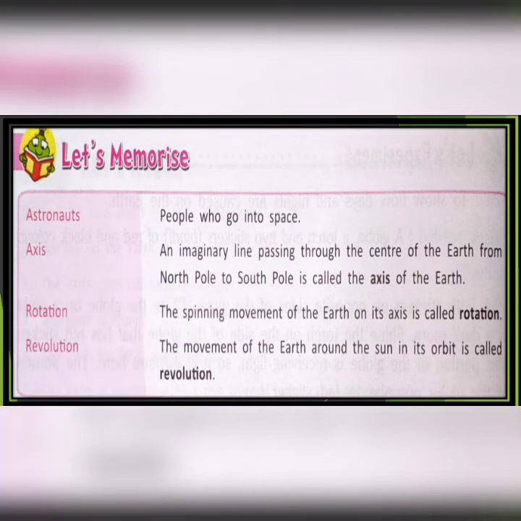So with this, the discussion of the chapter is over. Let us memorize some terms related to this chapter. First one is astronauts, people who go into space. Next one, axis, an imaginary line passing through the center of the Earth from the North Pole to the South Pole is called the axis of the Earth. Third one, rotation, the spinning movement of the Earth on its axis is called rotation. And revolution, the movement of the Earth around the sun in its orbit is called revolution.